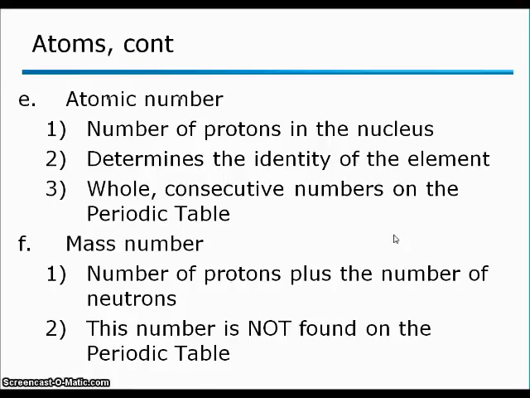Okay, so the atomic number is the number of protons in the nucleus. That's what identifies the element, and it's what you're going to be looking for on the periodic table. And then the mass number is going to be the number of protons plus neutrons. And again, very familiar from Chem 1 or even physical science freshman year. That number is not found on the periodic table. The number that you find on the periodic table is going to be an average of all the isotopes found in nature. So it's not going to be a whole number. A mass number is a whole number.